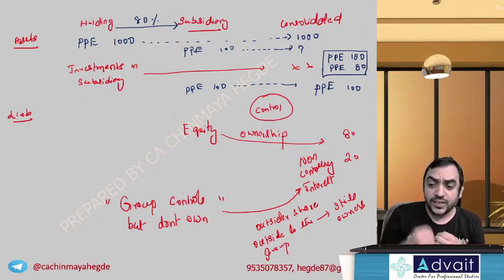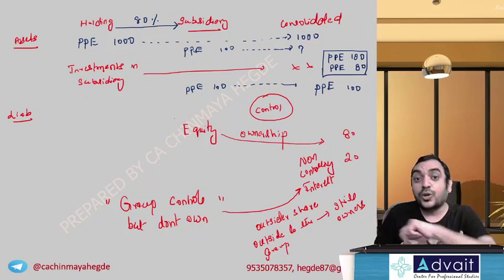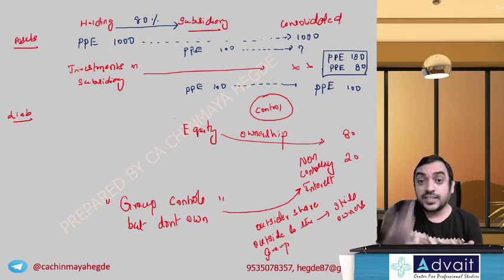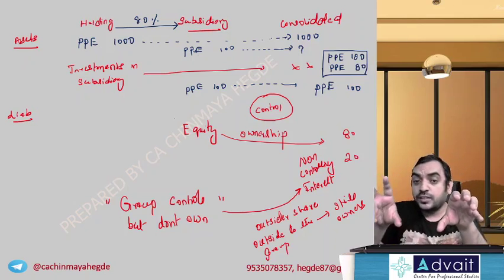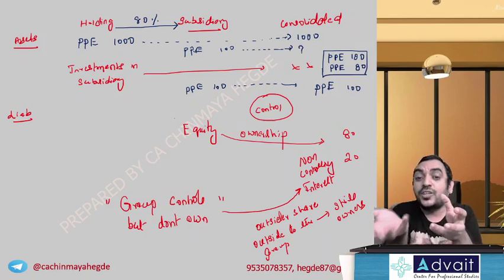In AS 21, we use the word minority interest because it's less than 50%. They say minority. But in Ind AS, you understood? A person with 40% can control the asset. A person having 60% need not control the asset. Three conditions of control have to be satisfied. So 40% can be called control, and 60% can be called not control. So you can't call 60% minority.